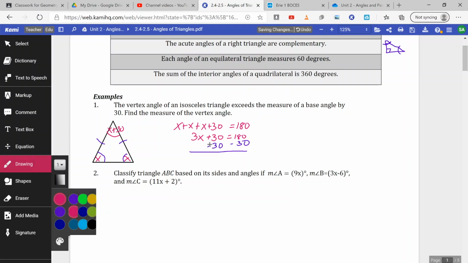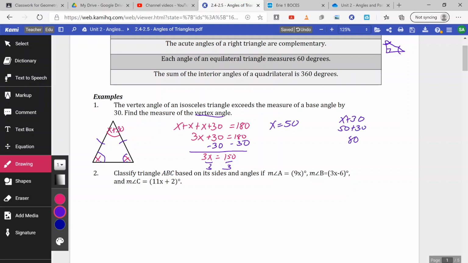So we end up with 3x gives me 150. And when we divide by 3, we get x equals 50. Now we needed the vertex. So x being the base angle, the vertex was x plus 30. So 50 plus 30 gives me an angle measurement of 80 degrees.